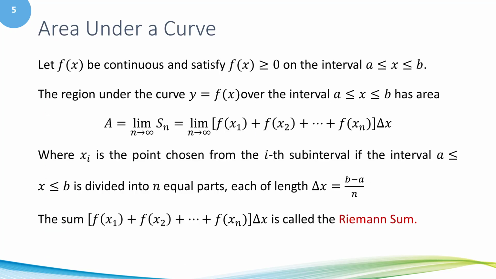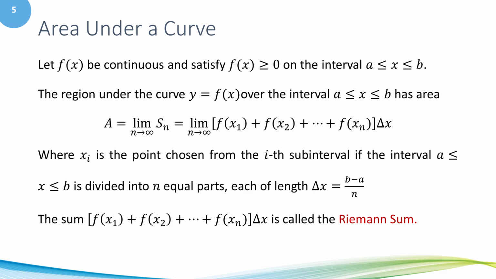In mathematical form, we will have something like this. So let's say A is the area under the curve from A to B. To make it easy, let's say f is positive or 0 over interval A to B. We have A equals the limit n to infinity of Sn. And this Sn equals f(x1) plus f(x2) plus so on and so on, plus at the end f(xn), times delta x. f(x1), f(x2), and f(xn) are the heights of the rectangles, while delta x is the width of the rectangle.